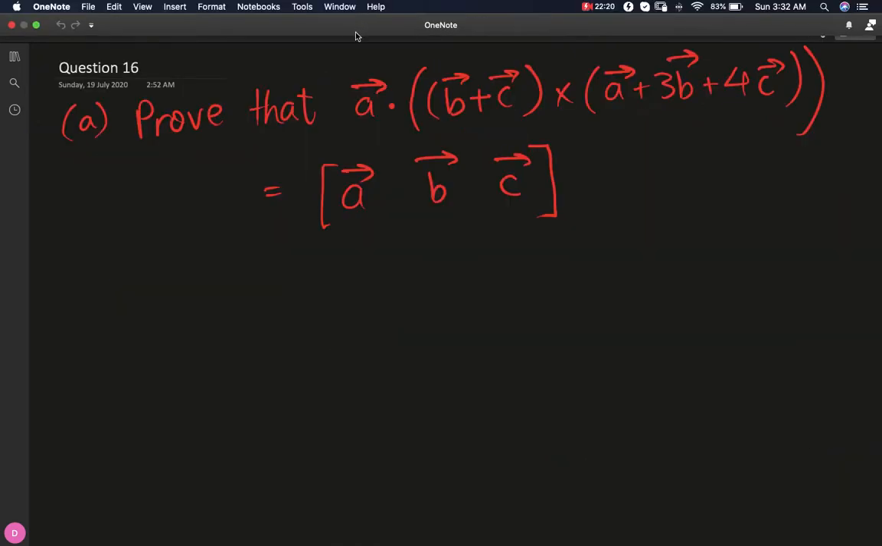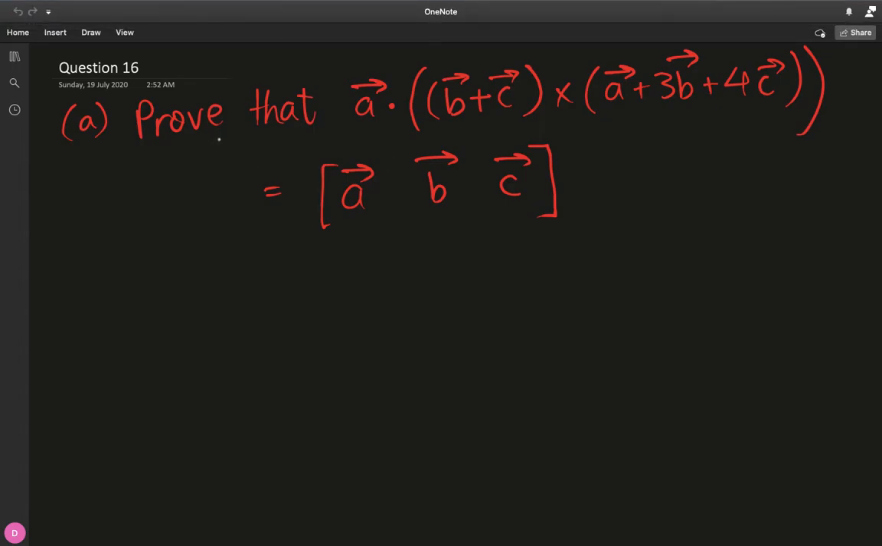Okay, finally moving on to question number 16. We have to prove now, and question number 16 legitimately had a choice between subpart A and subpart B. So you could do either. Let's do both. A first.